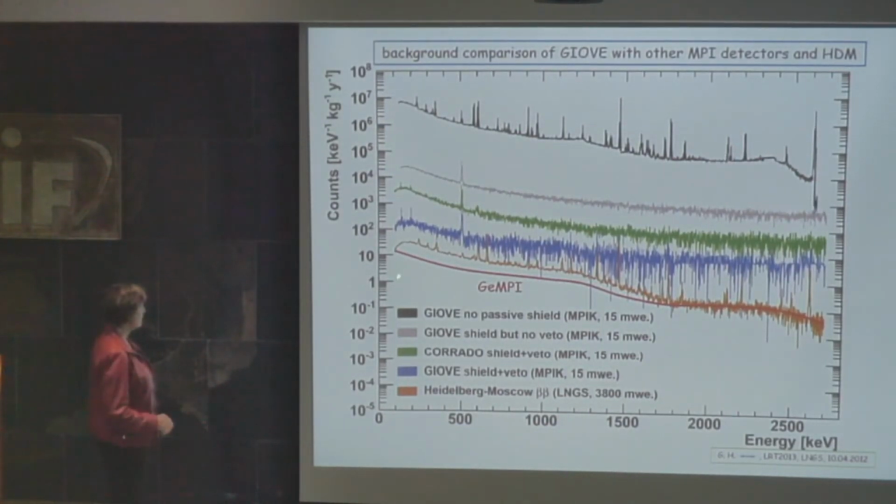So we have state-of-the-art GEMPI detectors in terms of the counts per keV per kilogram per year. And these are all pretty good. This one is without the shield, just as a way to show what difference that makes. Oh, and it's already at the level of the background.